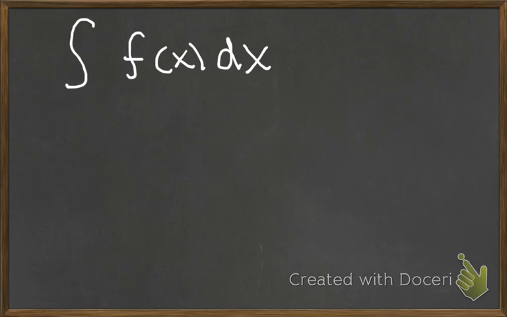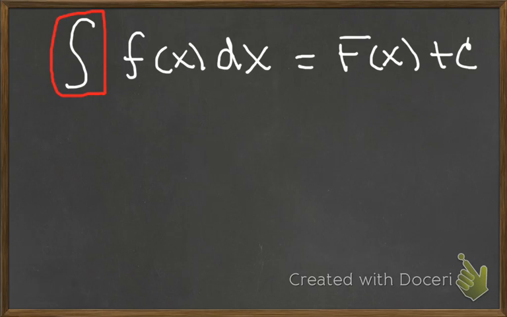There's nothing around this integral sign, so there are no numbers or anything there. You just have the integral sign, and that's where you get what we call the indefinite integral. And if you recall, that will always be equal to the antiderivative plus a constant.